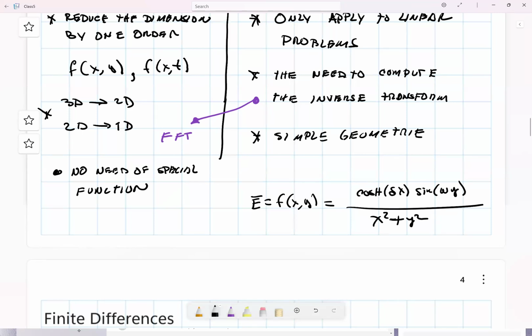Say that's your solution. You can tell from here how this will vary with x or with y, right? You could say, oh, whenever the term on top becomes zero, it disappears. So it means the field will disappear periodically with x and y, right? So that gives you things. And also you see, oh, as you increase x and y, the field is smaller.